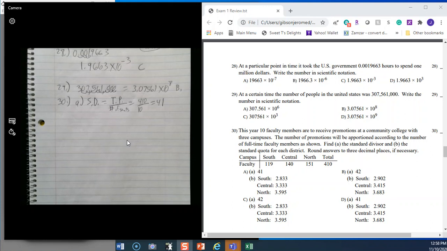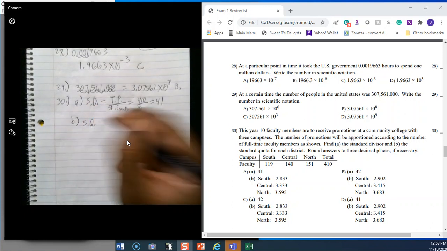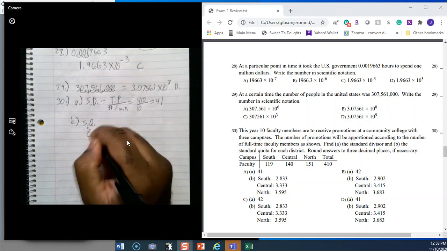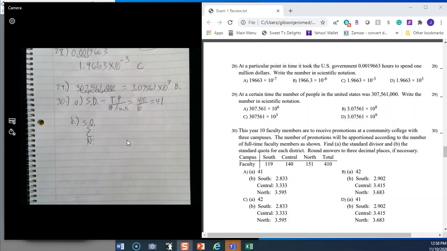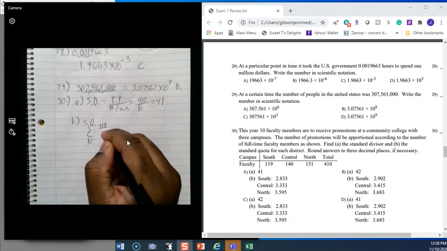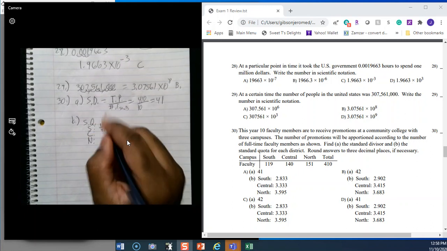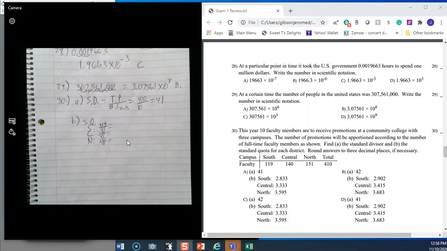Okay, now, our next step. They ask us to find the standard quota. So that's B. So the standard quota, and we will have to do it by each campus. So I'll put S for South, C for Central, and N for North. So remember, the standard quota is the population of the district. The district in the South was 119. All over, it'll be the standard divisor, which would be 41. And then Central would be 140 over 41. And then North would be 151 over 41.